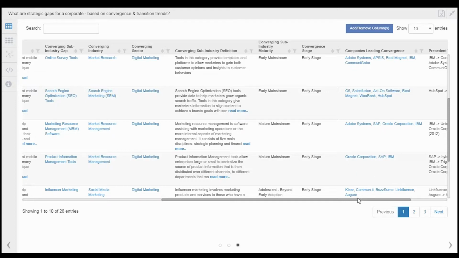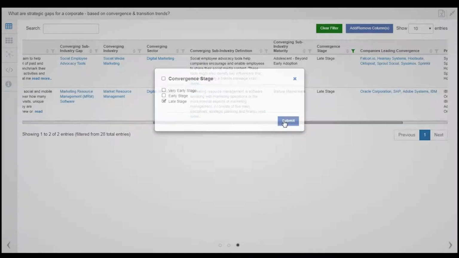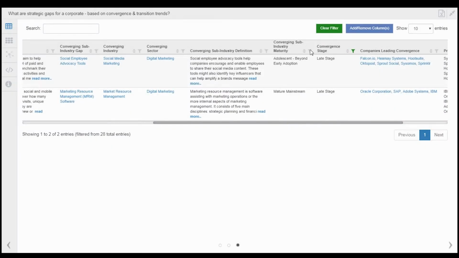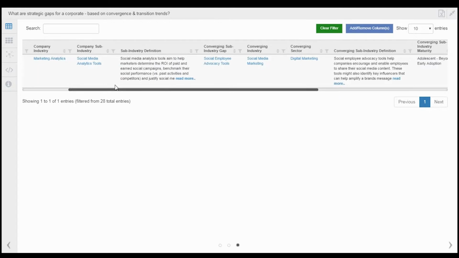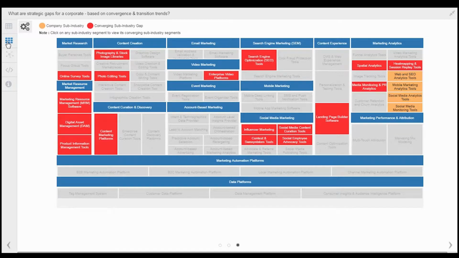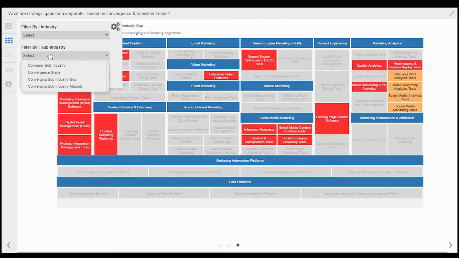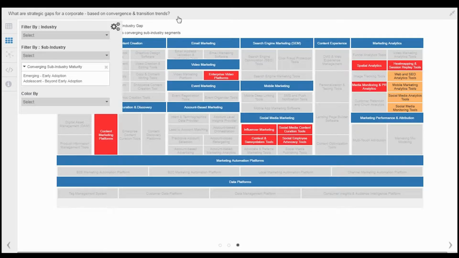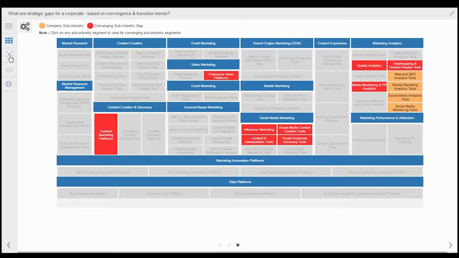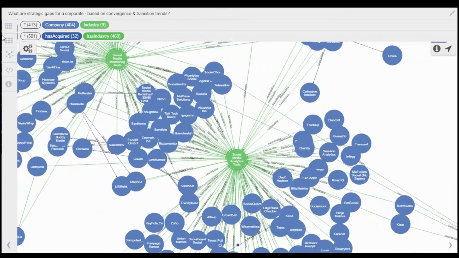Filter the results by keeping convergence stage as very late stage for established trends and converging sub-industry maturity to adolescent beyond early adoption for upcoming technologies. Similar stack visualization shows the capability gaps with respect to industry transitions. Filter these by converging sub-industry maturity as emerging early adoption and adolescent beyond early adoption to view industry transition capability gaps. Go to the left panel and click on the Graph Visualization button.